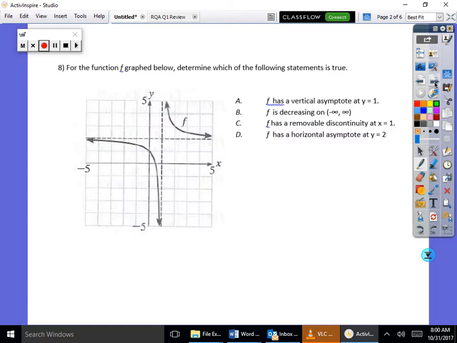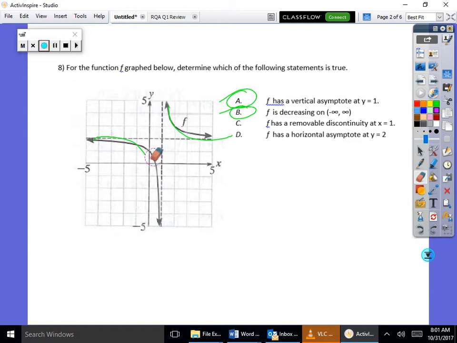Number 8, okay? Circle the ones that are true. So it has a vertical asymptote of 1. Here's a vertical asymptote. Is it equal to 1? Yep, so true. That one is true. It is decreasing the whole time. That's going down, that's decreasing, so that is also true. The graph is decreasing the whole time.